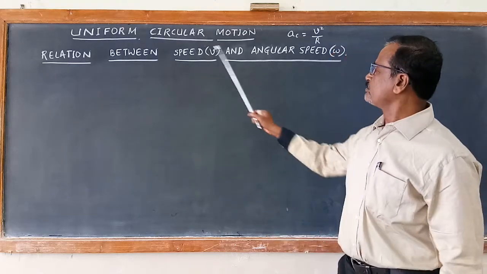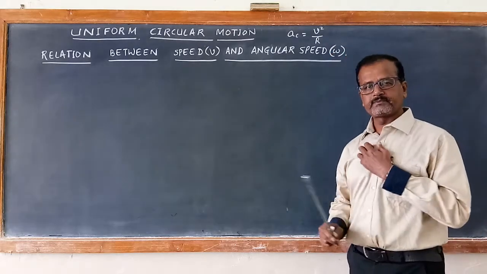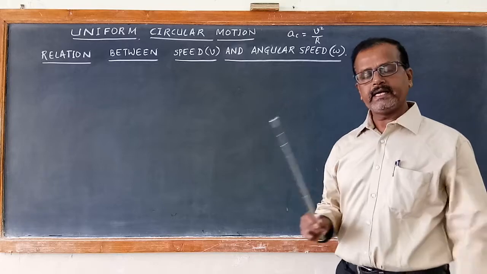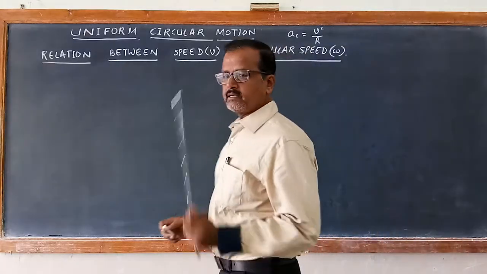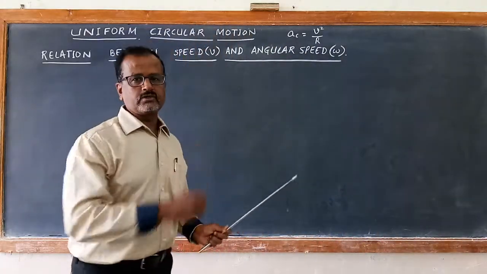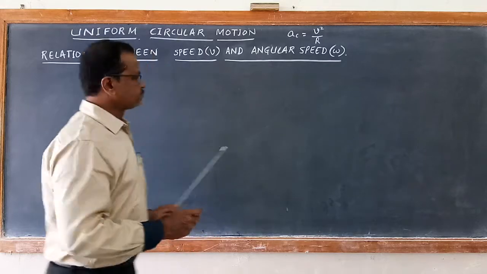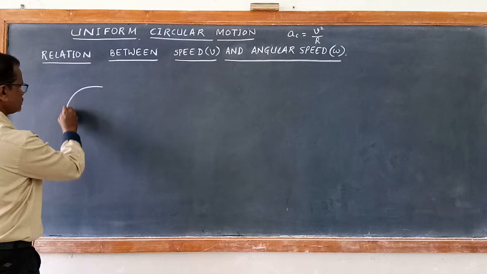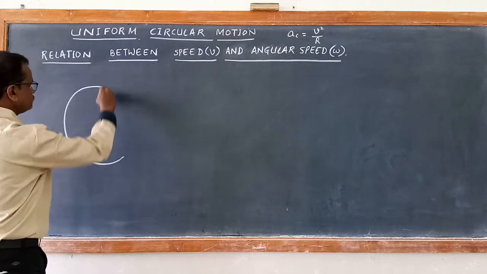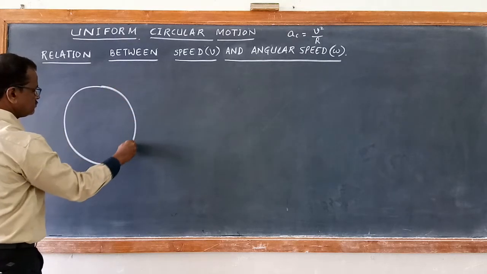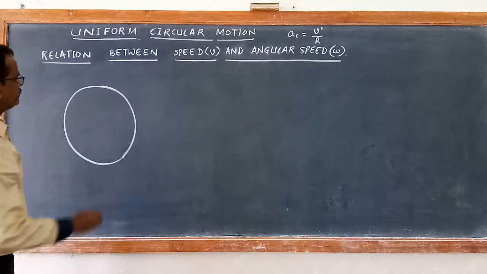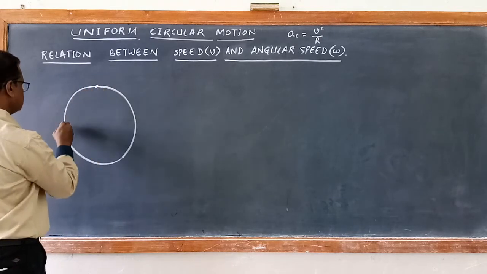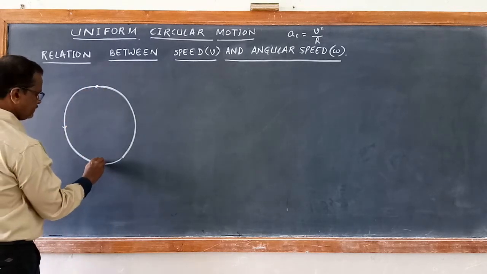The relation between speed and angular speed. Again, we are studying the case of uniform circular motion only. Let us consider an object under uniform circular motion, the same case as earlier.